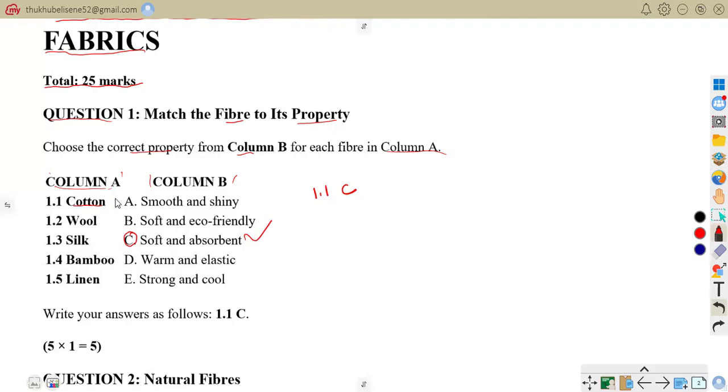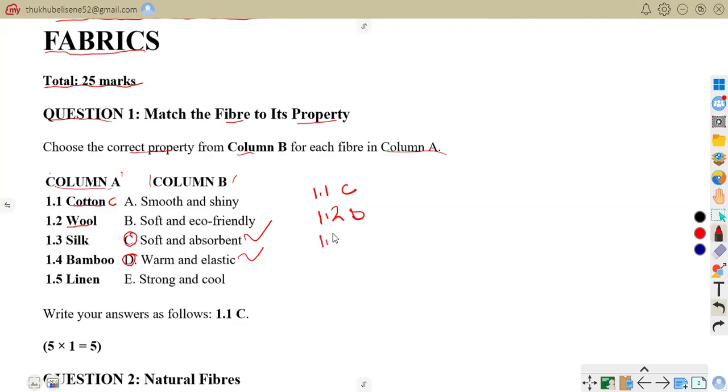Then we come to 1.2, wool. The correct answer there is D. The properties under wool, that is D, are warm and elastic. So 1.2 is D. We know wool keeps the body warm and can stretch because it is elastic. That's why we're saying it's the correct answer.